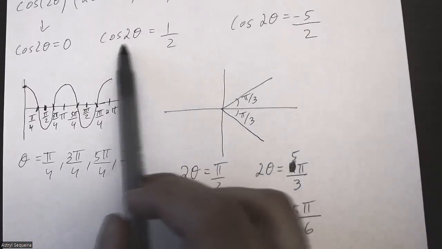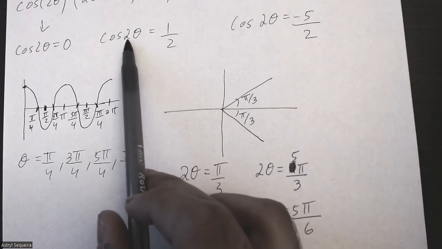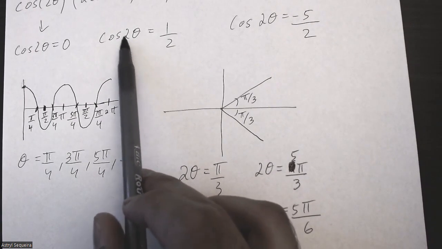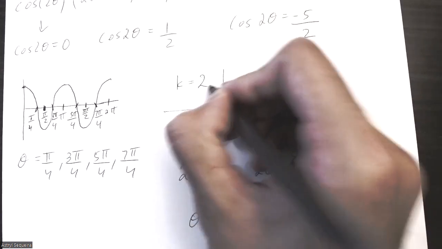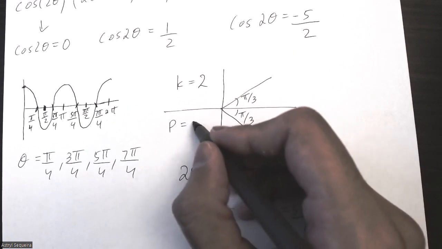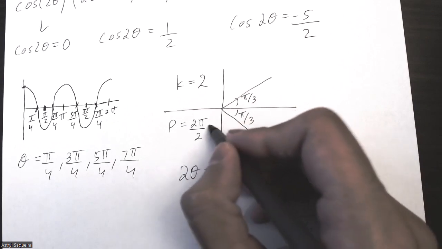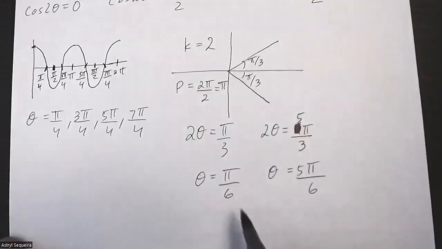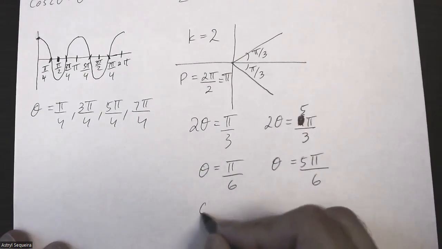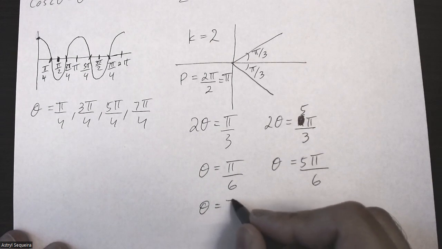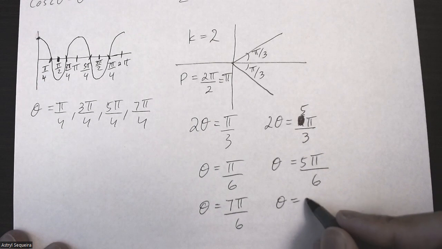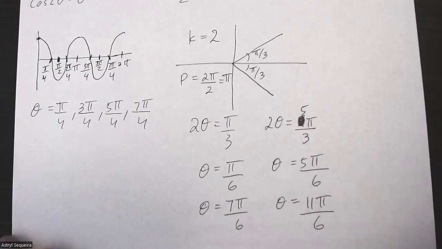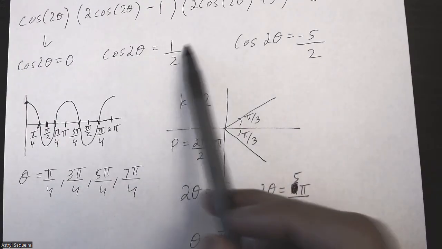So I got my first two solutions for this one, but since our k value is 2, we're going to have 4 solutions between 0 and 2 pi. So to find my next two solutions, I need to find my period. I stated it earlier, but I'll show the formula, 2 pi over 2. My period is just pi. I'm just going to add pi to these two solutions. The first solution, pi over 6 plus pi is 7 pi over 6. 5 pi over 6 plus pi is 11 pi over 6. These are my 4 solutions for cos 2 theta equals 1 over 2.